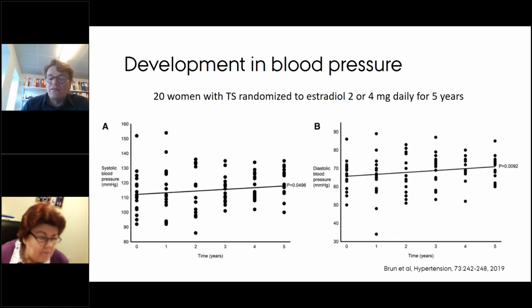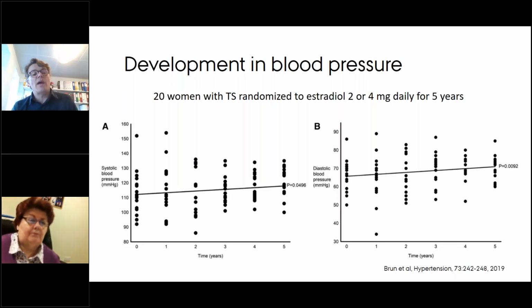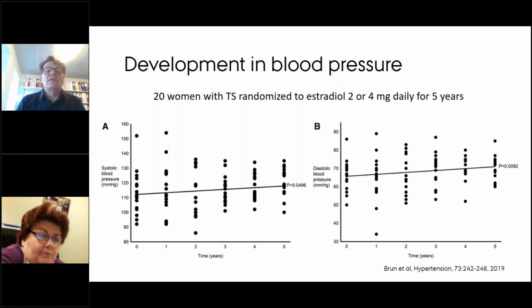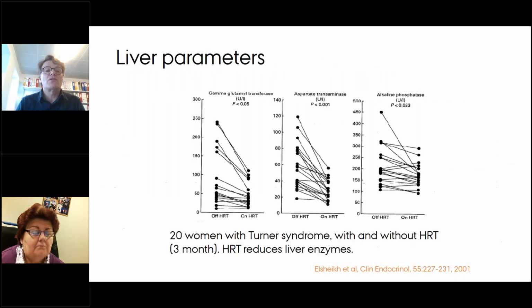This is a study of young women aged 15 to 25, and we followed them for 5 years and gave them either estradiol 2 or 4 milligrams for 5 years. There was no effect of giving either or, meaning that it's probably not dose dependent, just as long as you give a certain dose of estradiol. But nevertheless, there was a slight increase during this 5-year time, both in systolic and diastolic blood pressure.